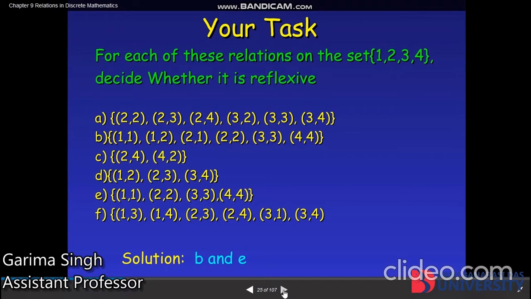Now this is your task. For each of these relations on the set {1, 2, 3, 4, 5}, you have to find out the correct answer, and the correct answer is B. Did you find it?